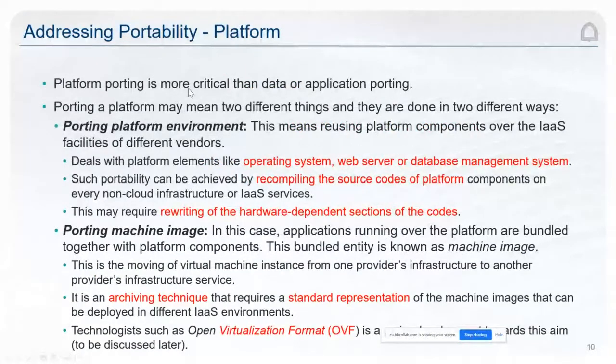For the portability for the platform, we have two different options here for the portability. We have porting platform environment and the porting machine image. The platform environment means reusing platform components over the IaaS facilities for different vendors. So this is related to the hardware and the IaaS level. Porting platform environment.